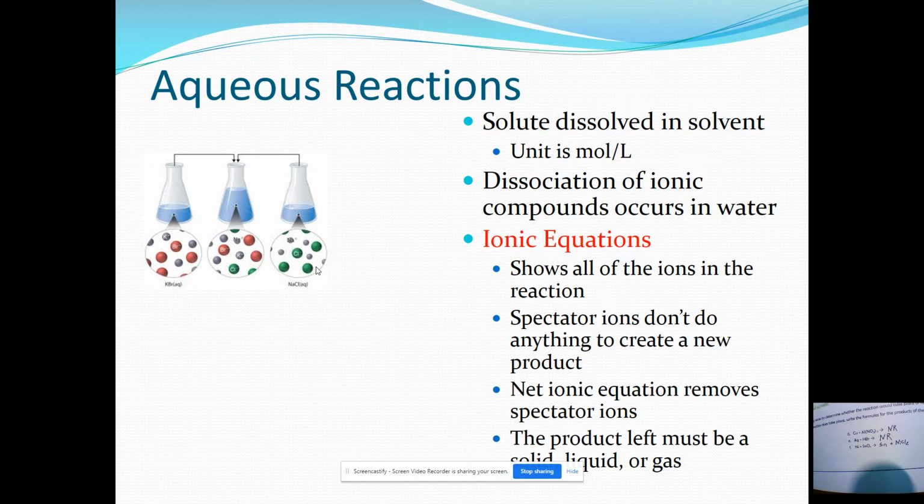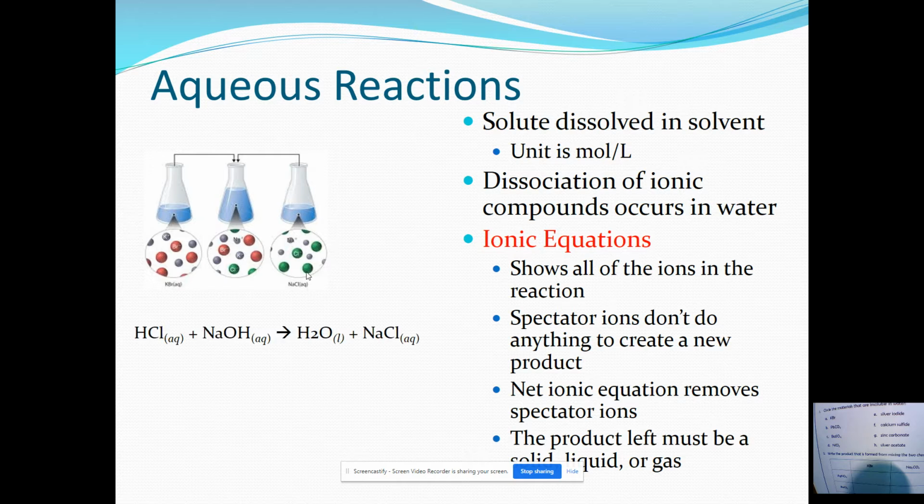Spectator ions are ions that do not do anything in the chemical reaction. Just like a spectator at a football game is not part of the game, they just watch. The same is true for spectator ions. They are not actually part of the chemical reaction, they just are watching. So, spectator ions don't do anything in the reaction.